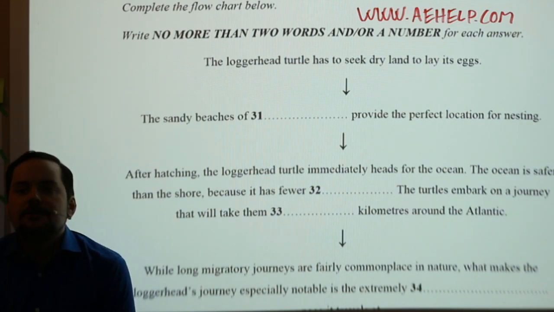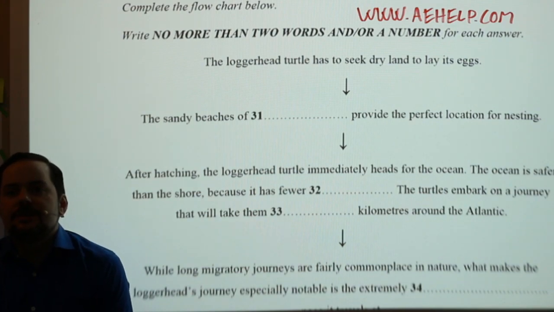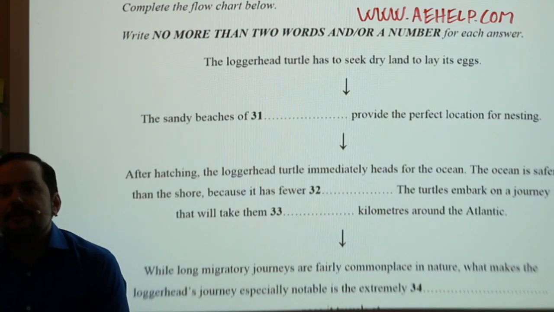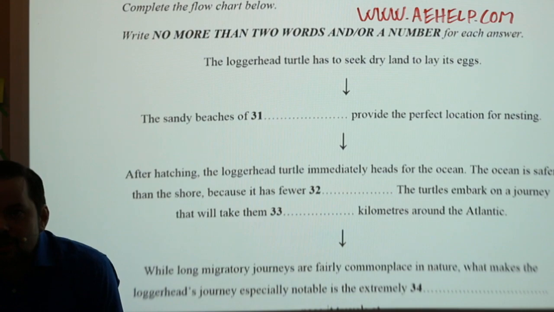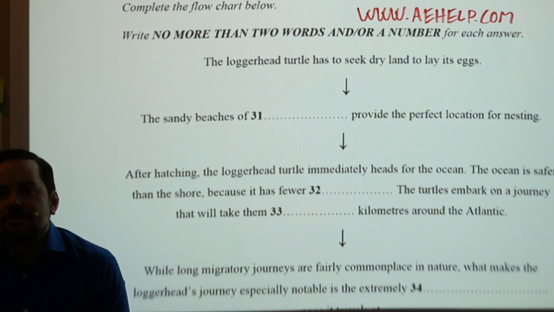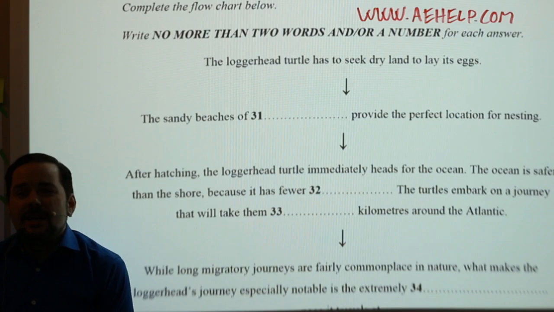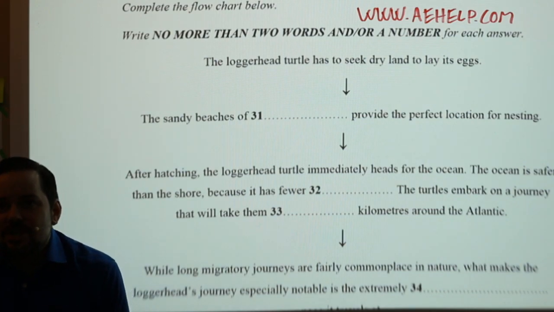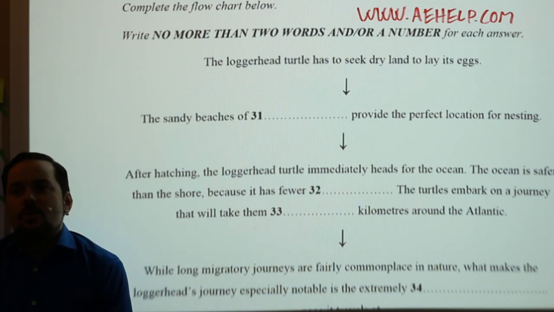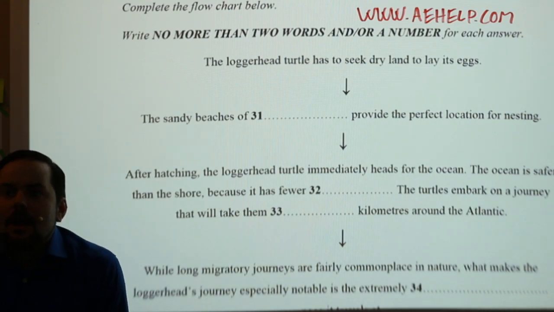When you get a flowchart question in the listening, the information will be sequential. What that means is the answer for 31 will come first, answer for 32 will come second, 33 will come next. So it's really important to try to catch each one of these, because if you miss one, it becomes easy to start missing the next answers.